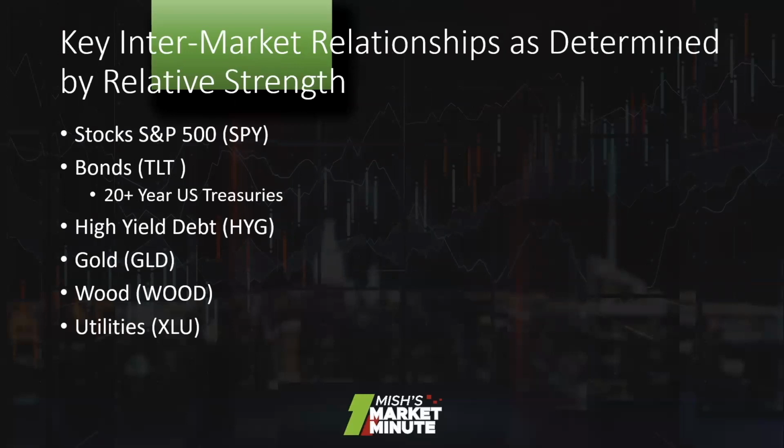And basically, we're going to look at ratios. And you'll see when we get to the charts, the ratios are very much driven by what you all have access to on your charts, which is relative strength and leadership. So we're going to look at the stocks through the S&P, the bonds, the high yield debt, gold, wood, and utilities.